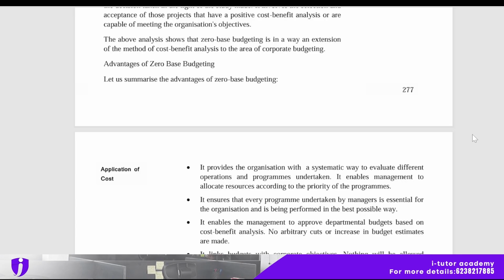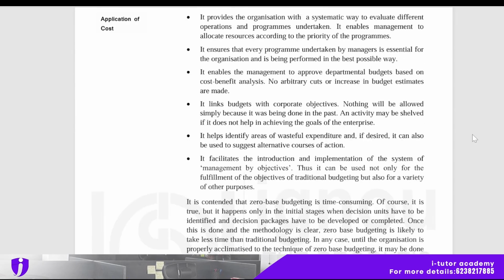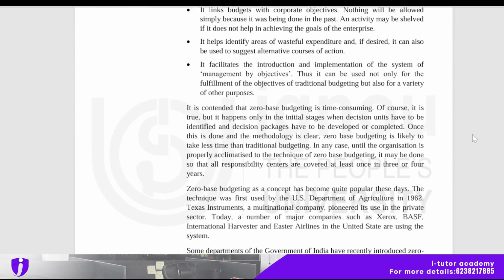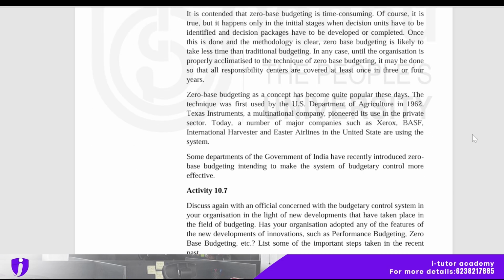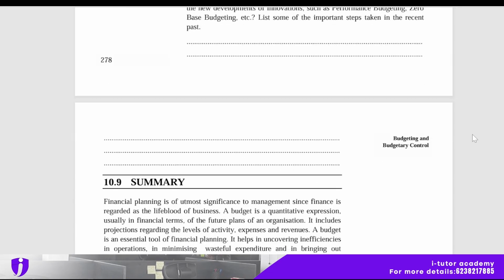Let us summarize the advantages of zero-based budgeting. Here are the points. You just go through it. It is contended that zero-based budgeting is time-consuming. Of course, it is true, but it happens only in the initial stages when decision units have to be identified and decision packages have to be developed or completed. And the activity is also based on zero budgeting.